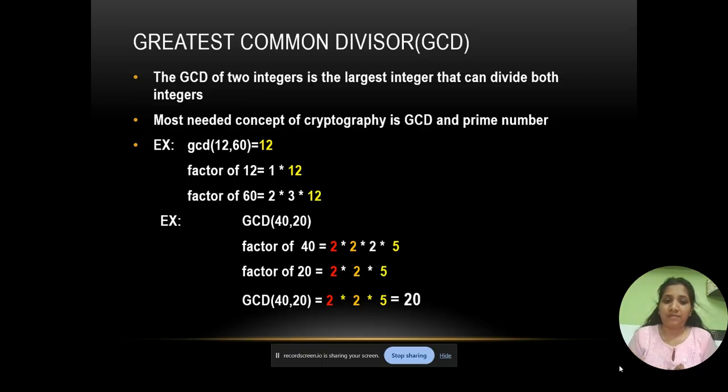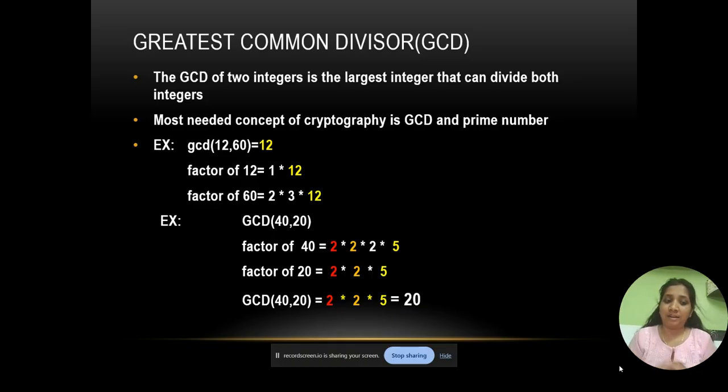For example, the GCD of 40 and 20: let us see, the factors of 40 are 2 into 2 into 2 into 5, and the factors of 20 are 2 into 2 into 5. So the GCD of 40 and 20 would be 2 into 2 into 5, that is 20. So GCD is the largest number that divides two integers without a remainder.